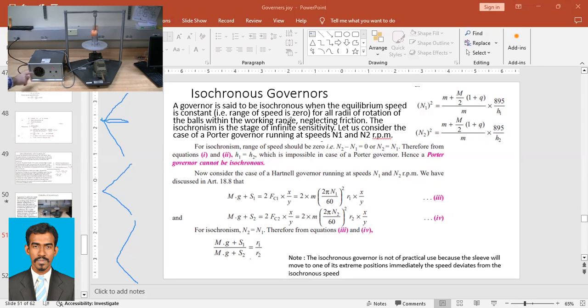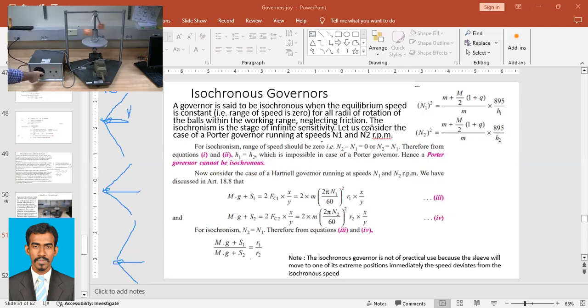The isochronism is the stage of infinite sensitivity. So if there is a speed, there is a radius. If this is another speed, then there is another radius. There should not be any change in range of speed. For example, if this R1 is 10 millimeter, then we should have a single speed, maybe 40 RPM or 50 RPM, just one speed. It can't have 40 RPM as well as 43 RPM. One radius means just one speed.